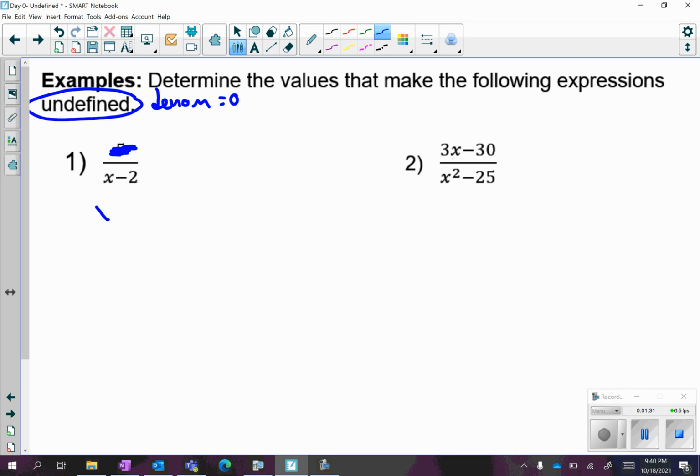You're going to take x minus 2 equals 0, and you're going to solve. So we get that x is equal to 2. Now keep in mind that we don't want these values. So our excluded value is going to be that x can't equal 2.